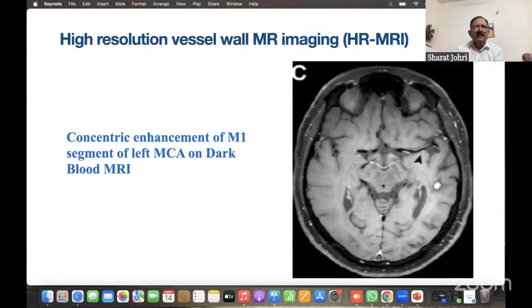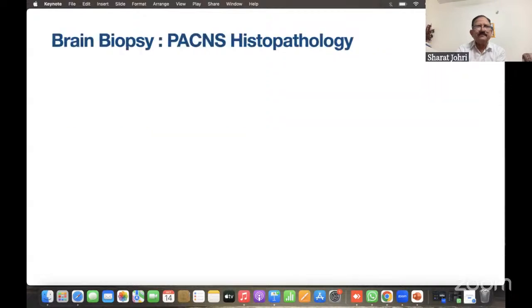There is one new modality which has come, high resolution vessel wall MR imaging. This vessel wall imaging can be done, and we can find concentric enhancement. If you can see here, the dark one is the blood, and the vessel wall is outside. So this is called dark blood MRI. You can see some narrowing, and sometimes the vessel wall can be imaged by this high resolution MRI. It is a new modality which has come up, and we can use that.